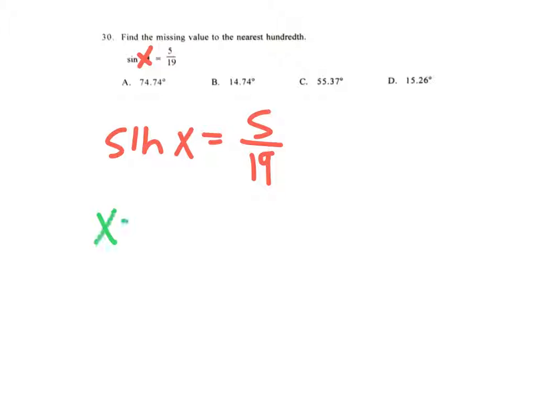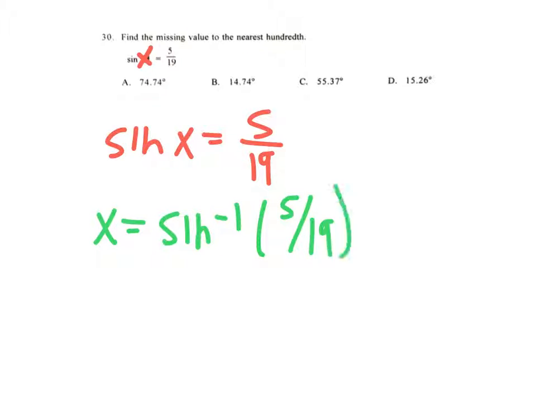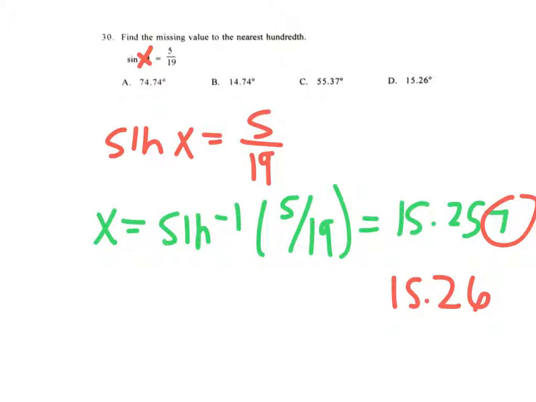Number 30, we're doing the same thing. Replace your box with an X. So we have the sine of X equals 5 over 19. We need to get X by itself, so we're going to undo our sine. And we're going to say X equals sine -1 of 5 over 19. So type that in your calculator, second sine of 5 over 19. When I do that, I get 15.257. We have a 7 here, so we're going to round up to 15.26, which would be D.